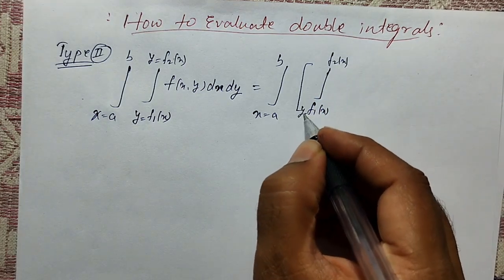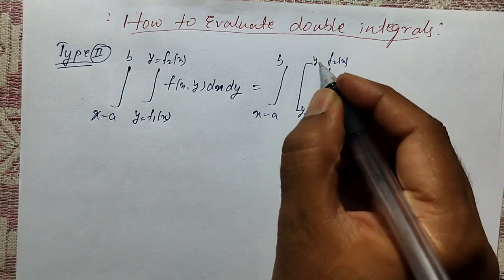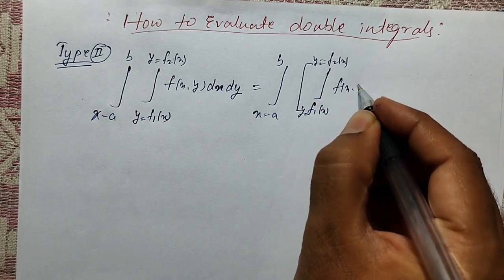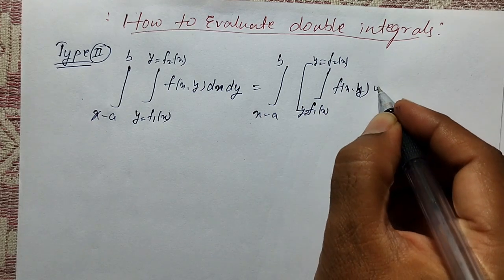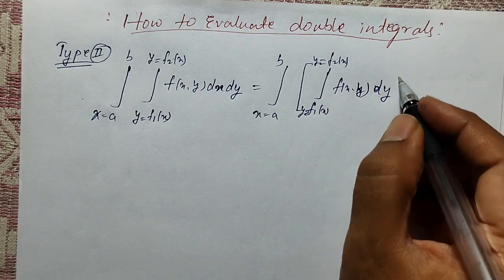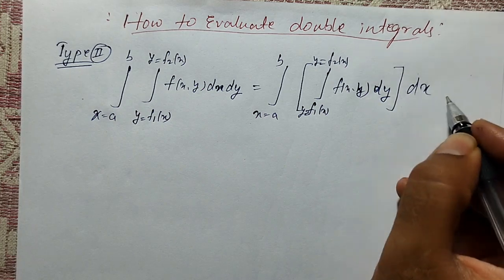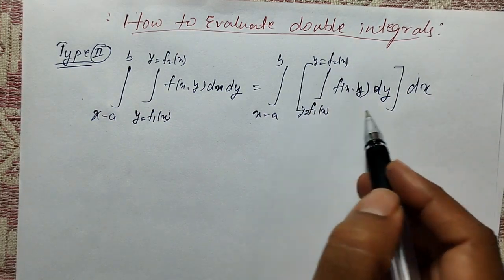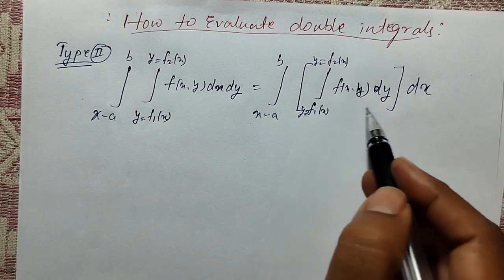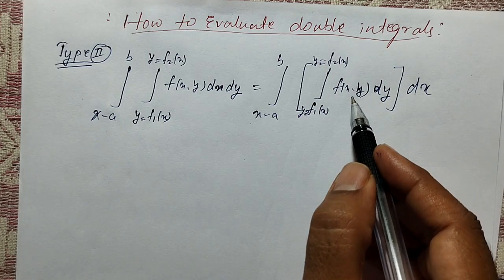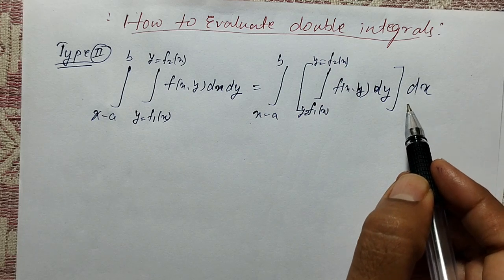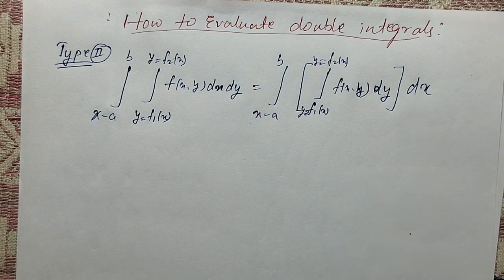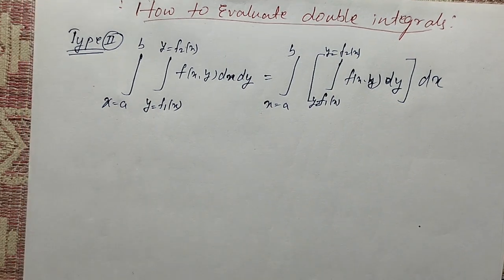That means y equal to it is. Therefore, f of xy, and you are integrating first with respect to y only. That's why I will take dy inside and dx outside. First, you have to integrate with respect to y by keeping x constant, then with respect to x. To show how to do this, I will consider a simple example here.